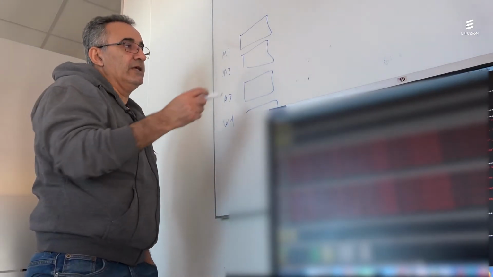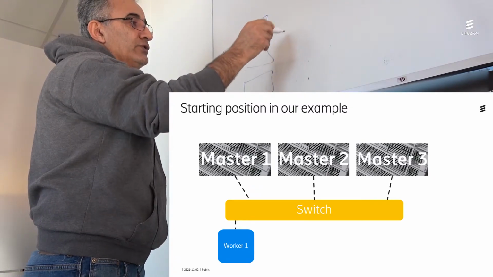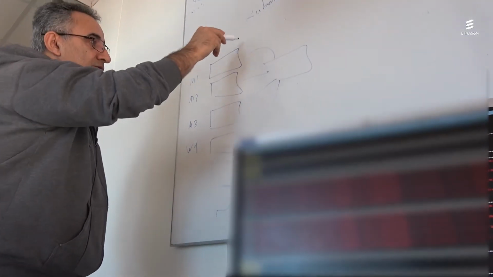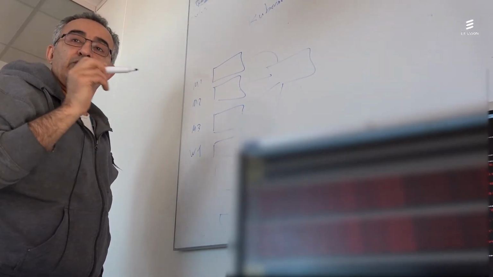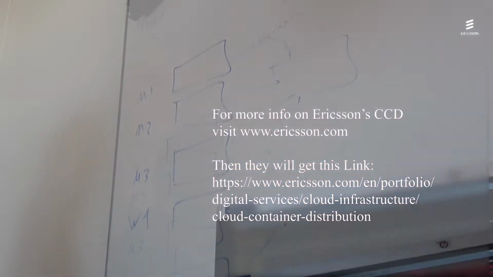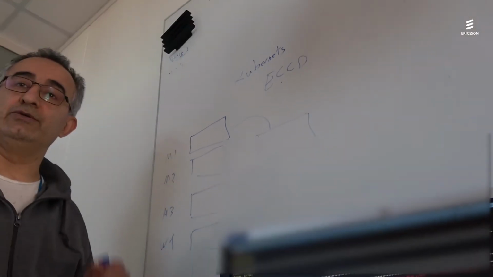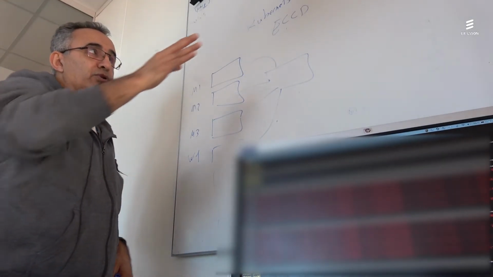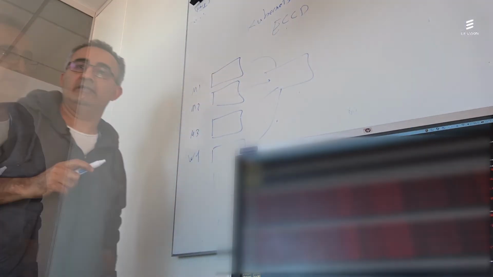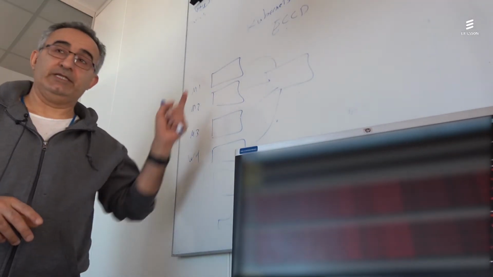In this case we have 3 masters and 1 worker, and they are all connected through a switch. We are going to install those 4. We are installing Kubernetes, and we are installing ECCD, Ericsson's Cloud Combined Distribution Environment. Ericsson took a Kubernetes version and put in their own stuff, security and this kind of stuff. They call it ECCD or CCD. This is what we are going to install today, and everything is automated by Ansible scripts.